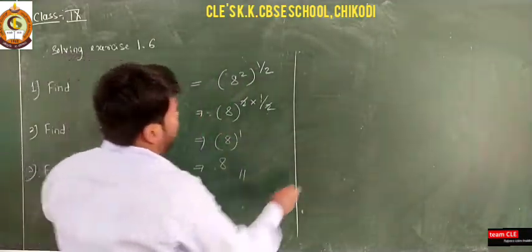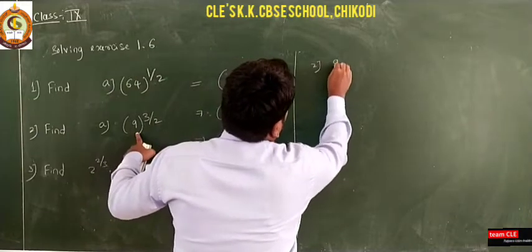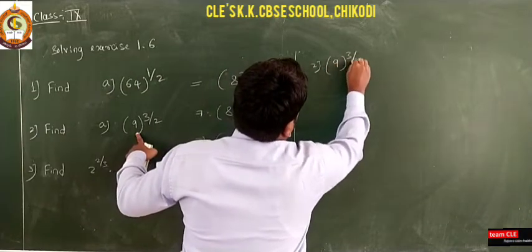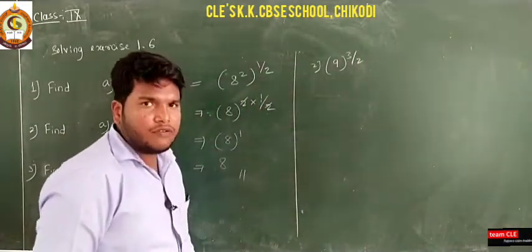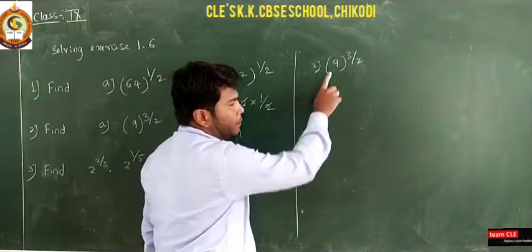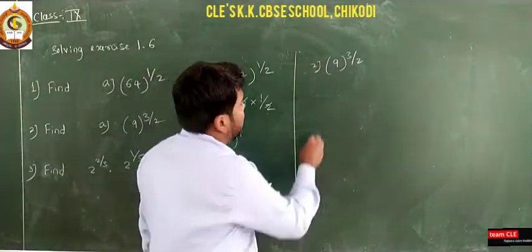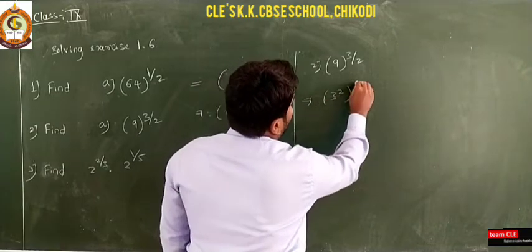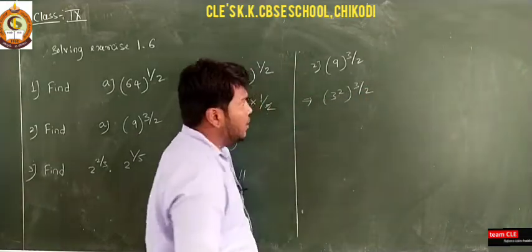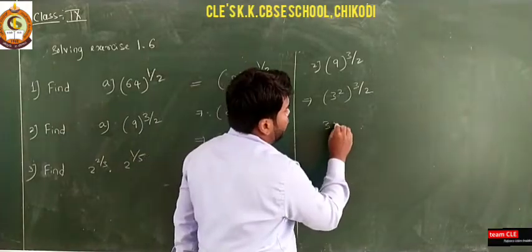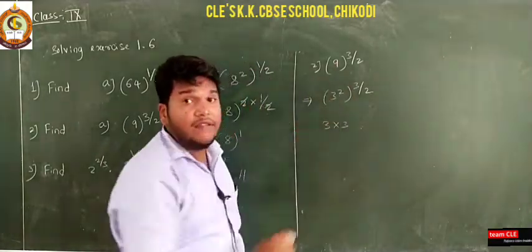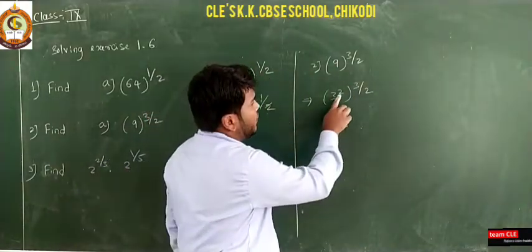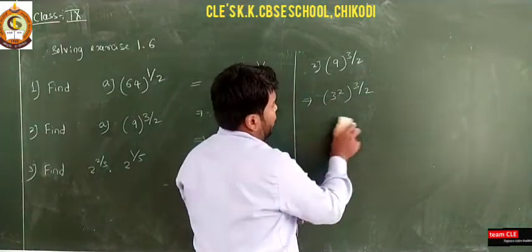Second part, it is 9 whole raised to 3 by 2. 9 is the perfect square of 3, so you can write this as 3 square, whole raised to 3 by 2. If you do 3 into 3, again you will get 9. So 3 square is equal to 9.